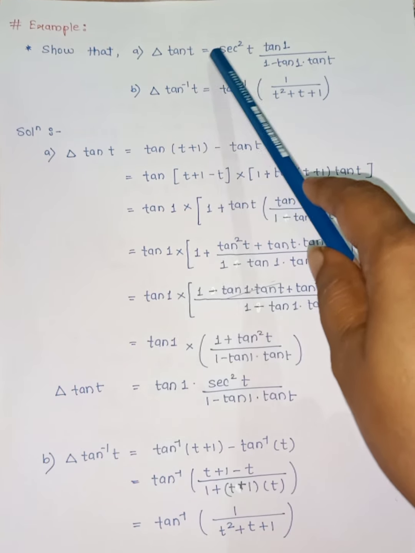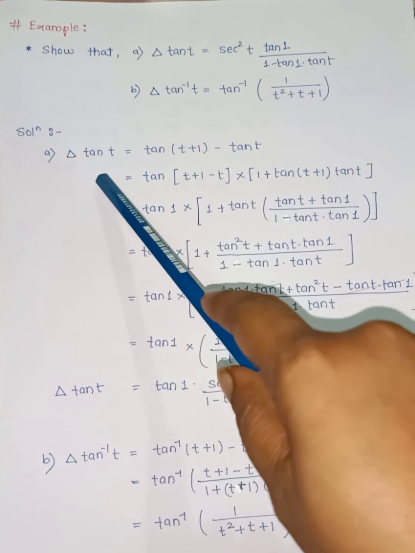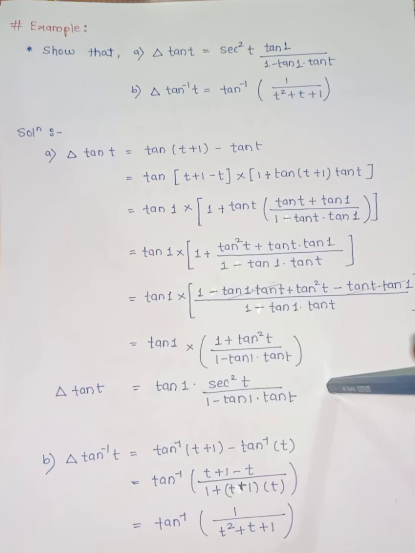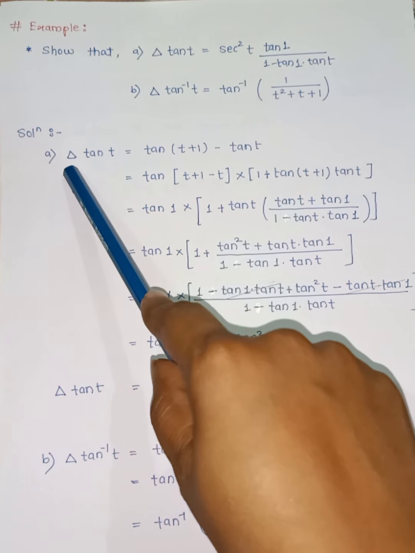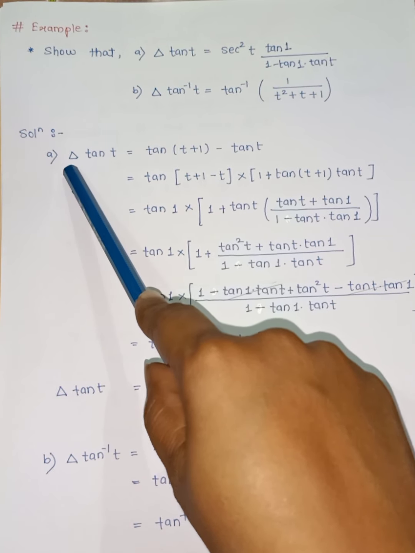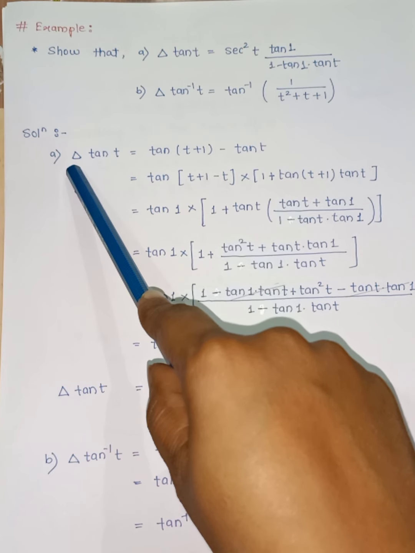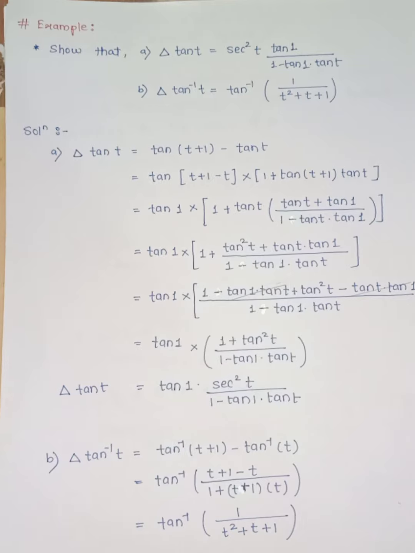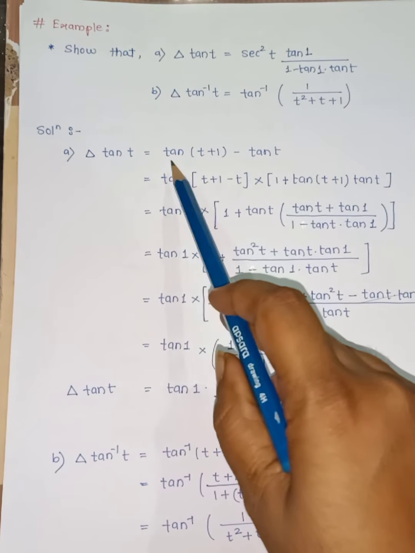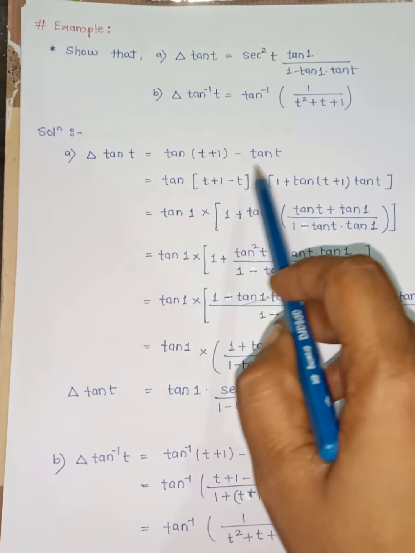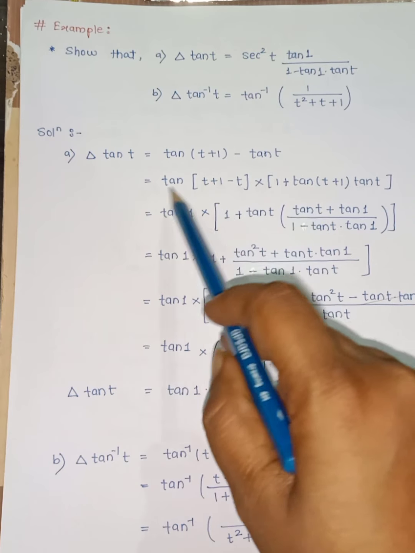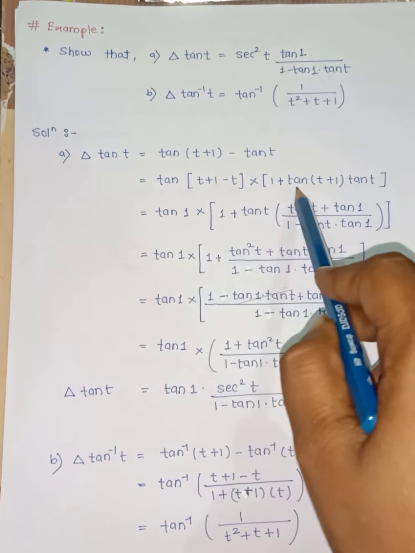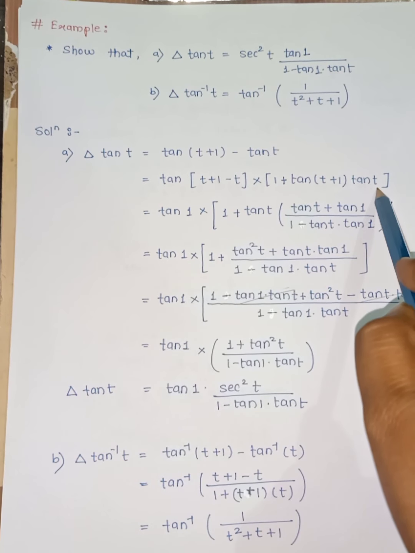So let's see delta of tan t. If delta is applied on tan t, what we get? Okay, so we'll first apply the basic definition of delta operator. So tan(t+1) minus tan t, and the formula for tan alpha minus tan beta we are going to apply. Then tan(t+1) minus tan t into 1 plus tan(t+1) into tan t.